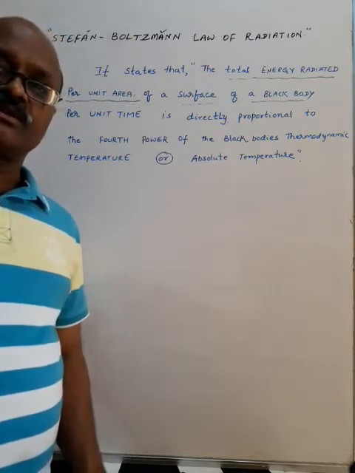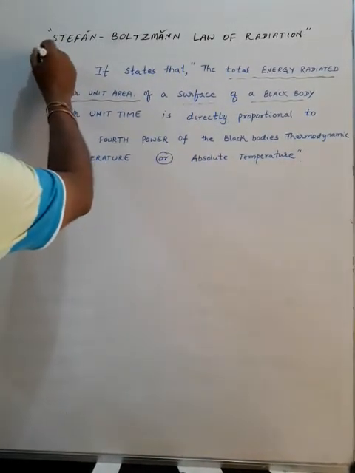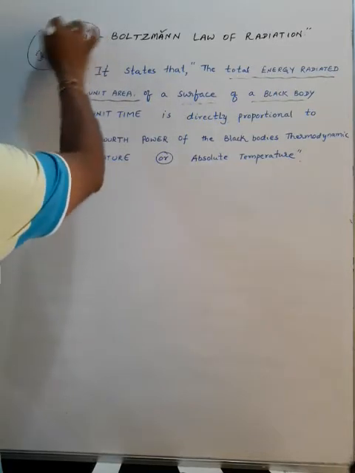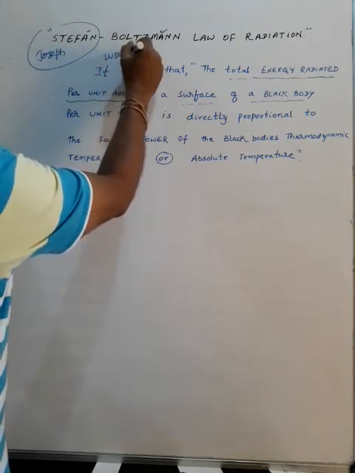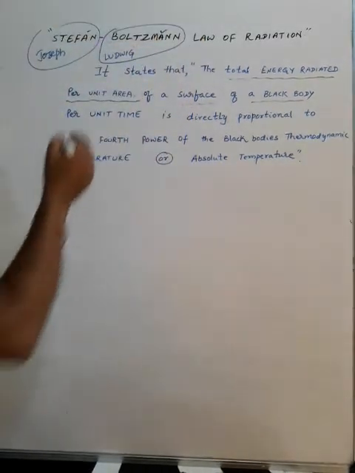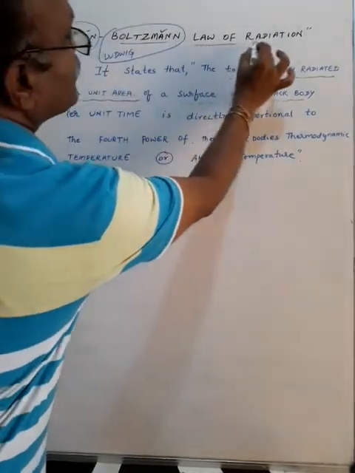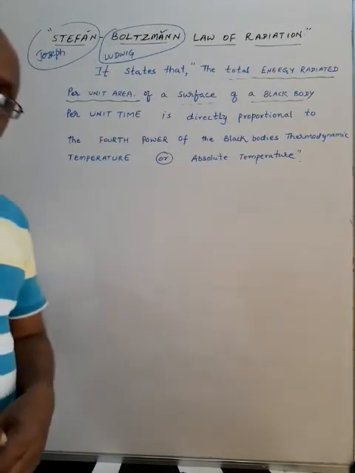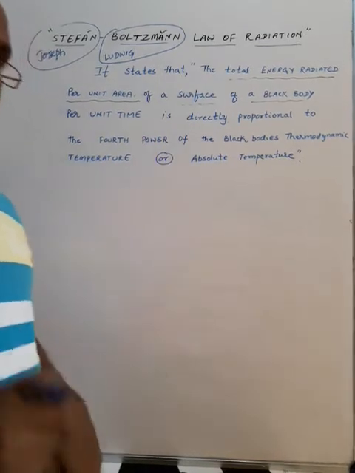This law is stated by two scientists, namely Joseph Stefan and Ludwig Boltzmann. Hence, this is called the Stefan Boltzmann law of radiation. These two scientists did research on black body radiation and gave this statement.